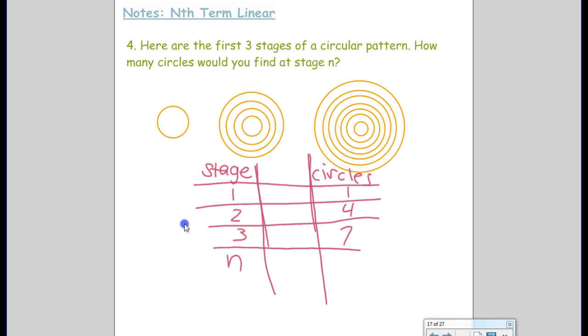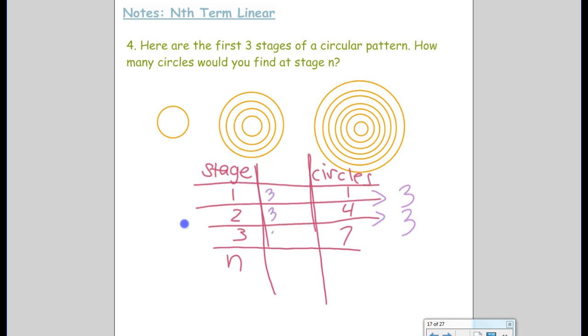Jared, what did you get for delta y? Well, I didn't do it. We'll do it right now. What's 4 minus 1? 3. 7 minus 4? 3. Yay, it's linear. We got the same number both times. It is linear. So 3 is our slope.